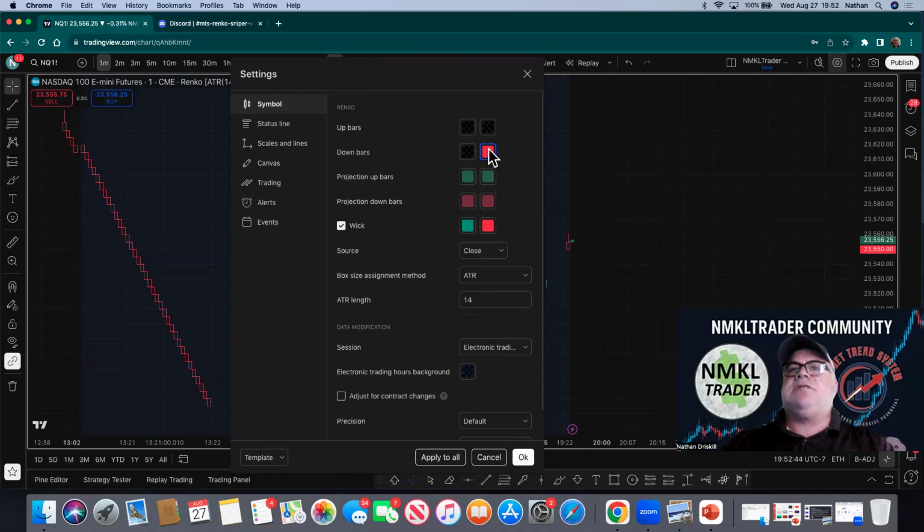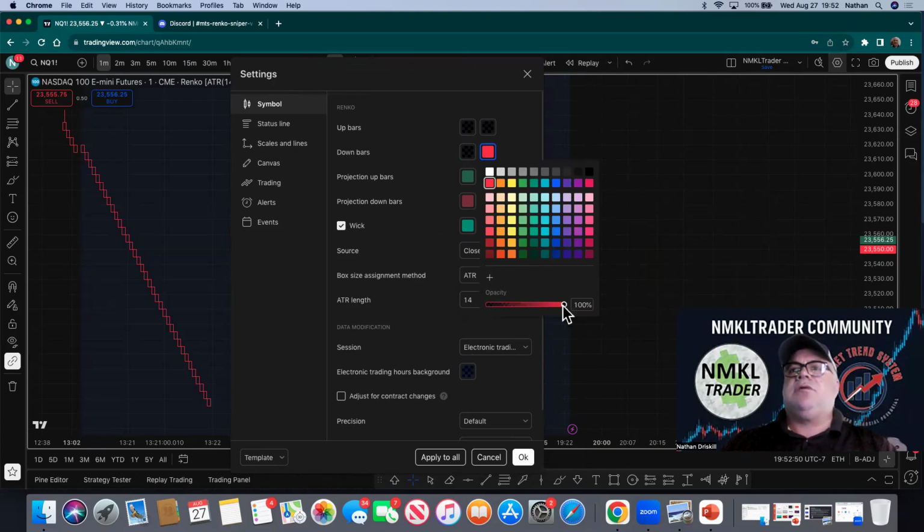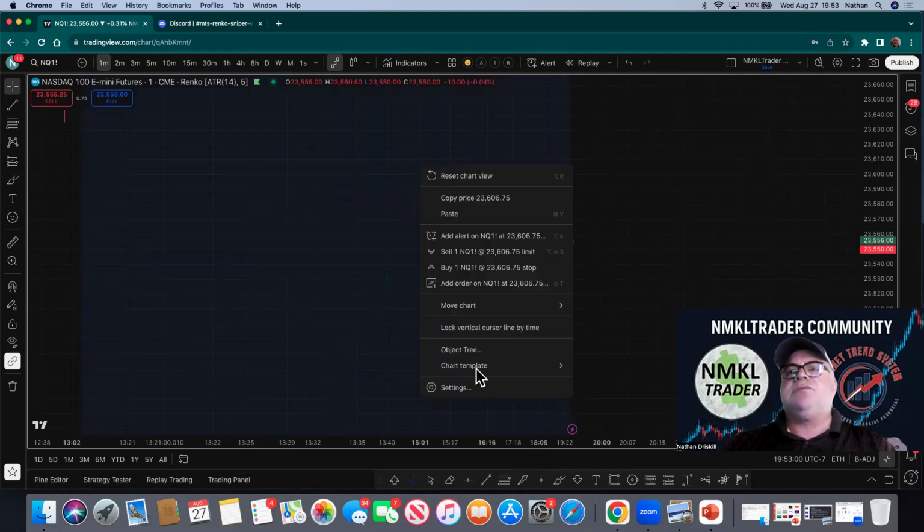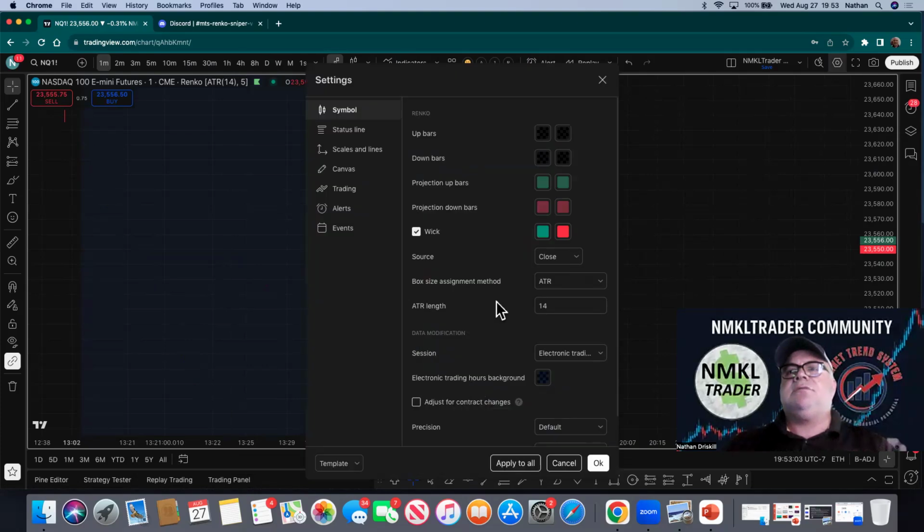The reason I do this is so I don't have a bunch of clutter on my chart when I start adding the indicator. Okay, so there we go. Now we have a nice clean chart. We have some wicks there. Hold on a second. Let's go back to settings. The other thing we want to do is uncheck the wicks. I really don't need the wicks. If you want them, that's fine. That's up to you.